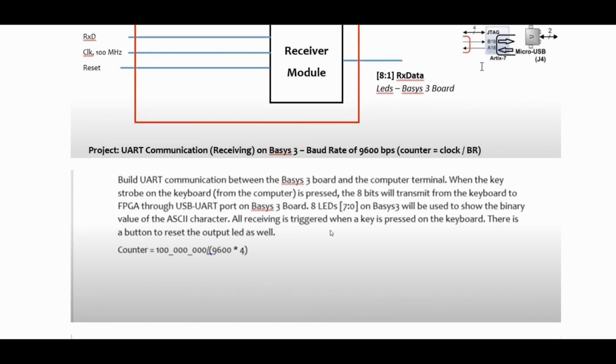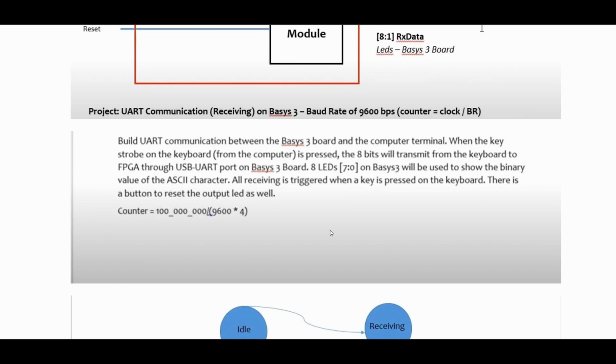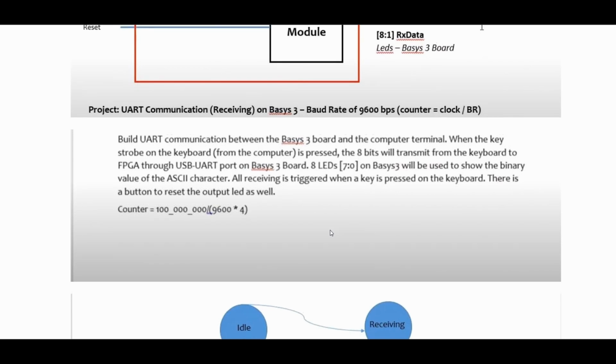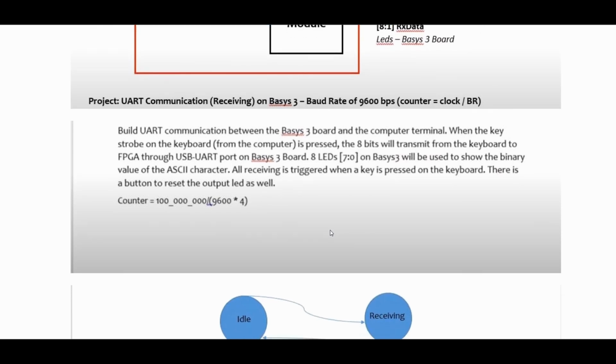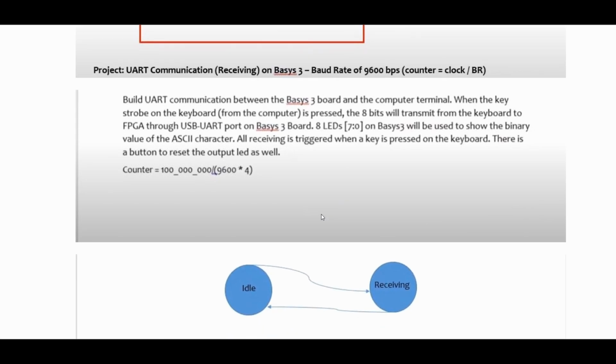When a key on the keyboard of the computer is pressed, the 8 bits will be transferred from the keyboard to the FPGA through the USB-UART port on the Basys 3 board. 8 LEDs on the Basys 3 will be used to show the binary value of the ASCII character. Receiving is triggered when a key is pressed on the keyboard. There is a button to reset the output on the LEDs as well.